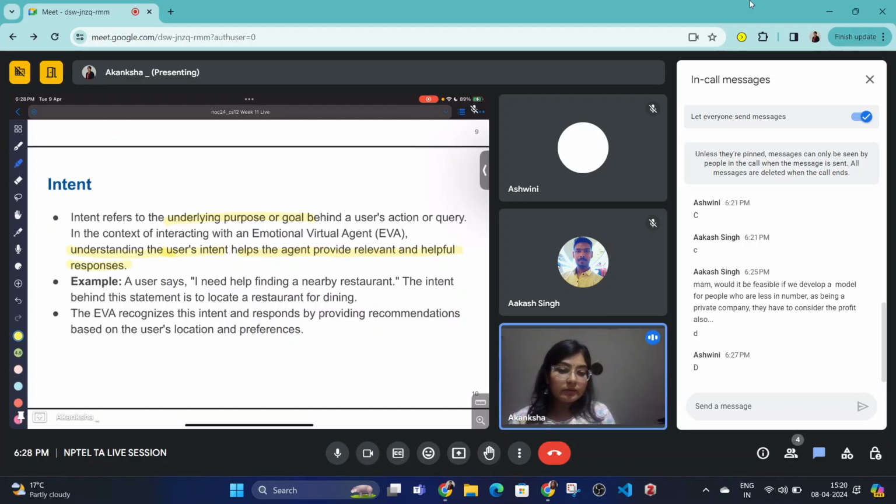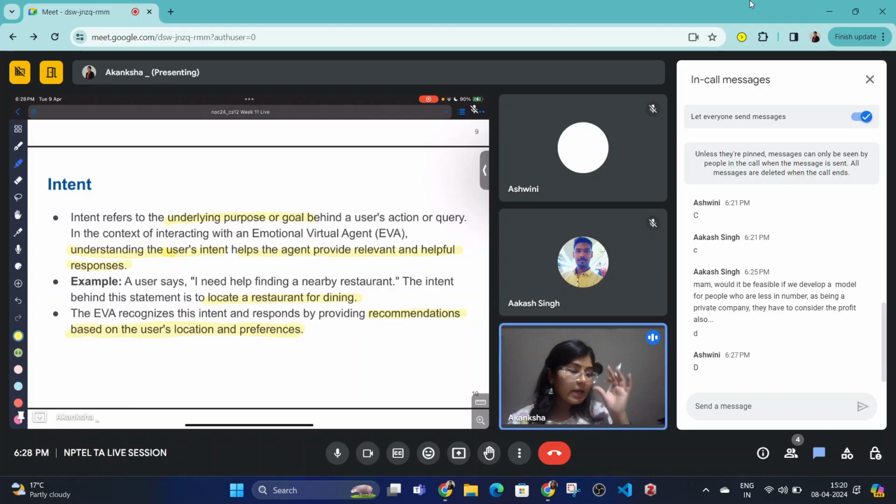Example: a user says, I need help finding a nearby restaurant. So what is the motive? The intention is that the user wants to go to that restaurant for dining, right? So the user wants to locate a restaurant for dining. The EVA recognizes this intent and responds by providing recommendations based on the user's location and preferences. Okay.